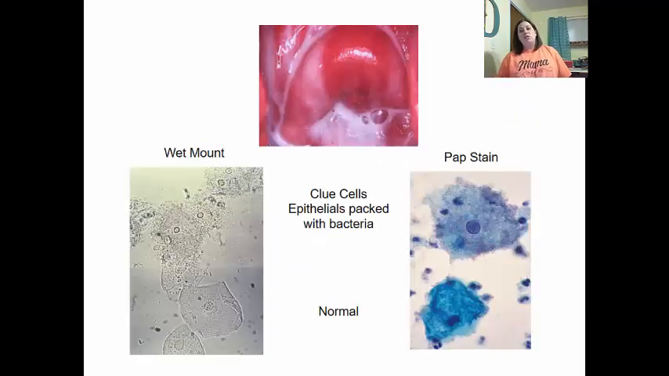When we take a look here, we can see that the frothy discharge is present. We could also do a wet mount where we can look for clue cells. These are epithelial cells packed with bacteria. The top ones are abnormal, whereas the bottom ones are normal. We could also do a Pap smear as well.